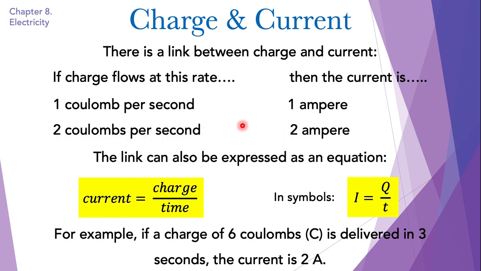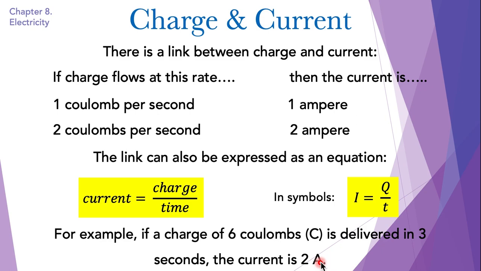So this link can also be expressed by an equation. This is a much better way to do so. Current is equal to charge upon time. And in symbols, we write it as I is equal to Q upon t. Q and I are capital, whereas t of time is small. For example, if a charge of 6 coulombs is delivered in 3 seconds, the current is 2 amperes. We basically divided 6 coulombs by 3 and what we get is 2. So the current is equal to 2 amperes.